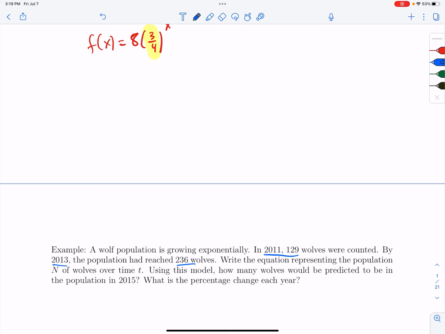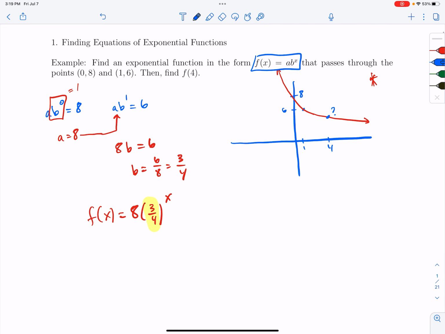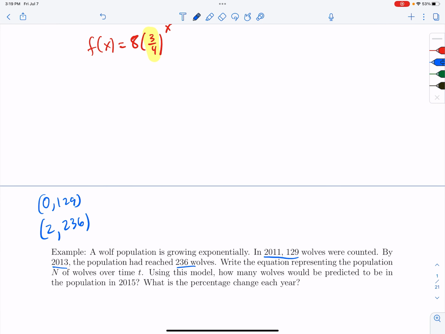We're going to treat 2011 as year 0. So at year 0, there were 129 wolves. And then in 2013, which is 2 years later, there were 236 wolves. Those are the two points we're going to use, and we're going to find the function just like we did in the previous question. So we'll say f of x is equal to ab to the x power. I'm going to substitute these in: 129 as the output is equal to ab to the 0. Remember, b to the 0 is equal to 1, so 129 is equal to a.